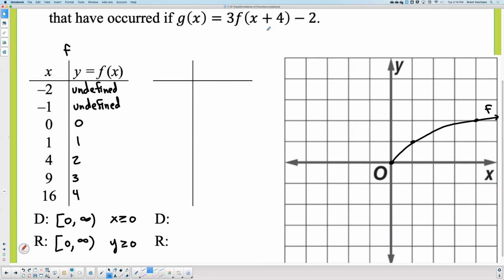Okay, so now let's talk about this table over here. Tell me what's changed with the x's on the inside. What's happening with my x's? Yeah, why are we subtracting 4? Because the inside lies. So every x value gets subtracted by 4. So -2 becomes -6, -1 becomes -5, 0 becomes -4, 1 becomes -3, 4 becomes 0, 9 becomes 5 and 16 becomes 12.